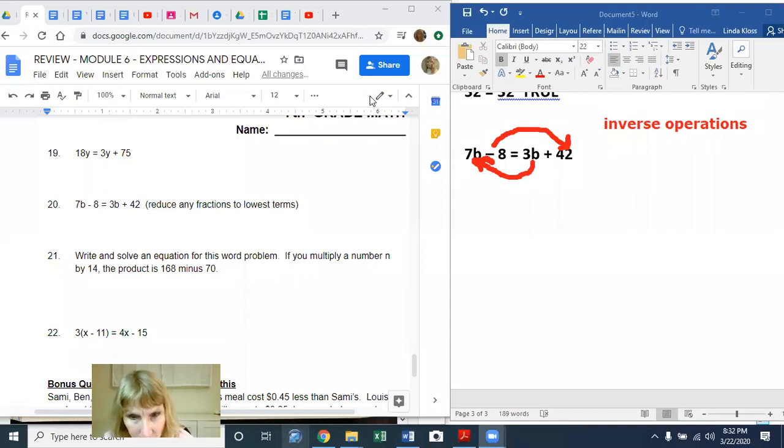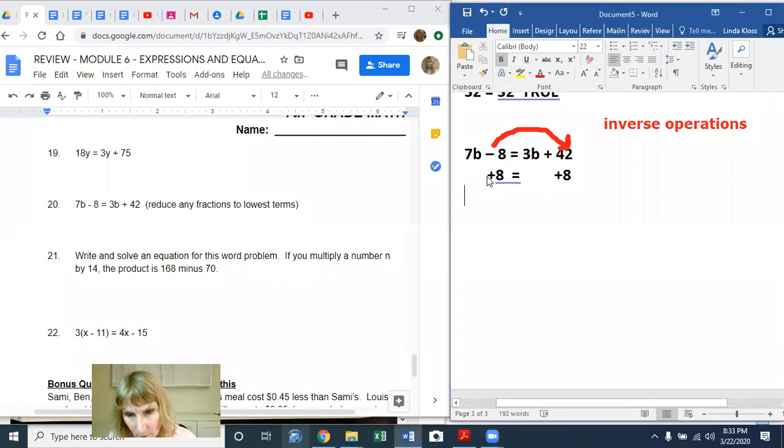I like to start with constants. I have a minus 8, so to get rid of it from this side, I'm going to add an 8. Whatever I do to one side, I have to do to the other side. And I'm going to have to erase this one so that we can see it. So now I'm going to underline and underline.